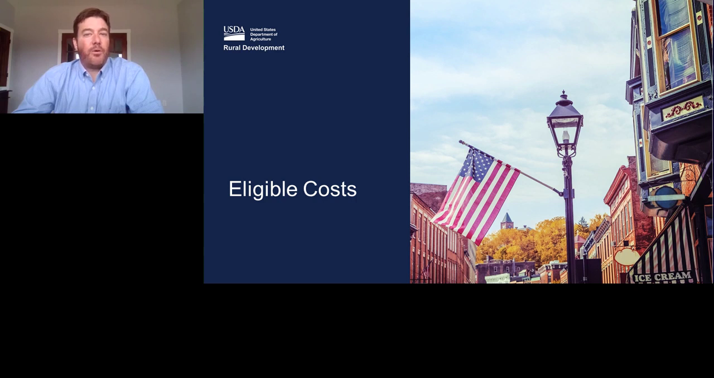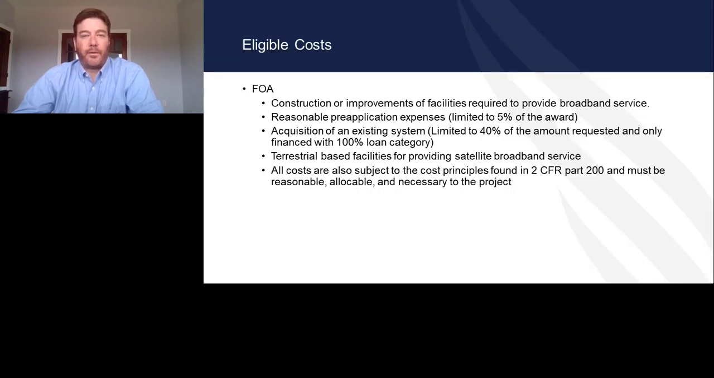The first thing I want to discuss is what are the eligible costs for this program. The FOA starts the process by letting you know we are only financing the capitalized costs of improving or constructing a broadband facility. The only exception to capitalized costs are reasonable pre-application expenses, which are capped at 5% of the award. Outside of actually constructing assets, the FOA also allows for the acquisition of an existing system, which is capped at 40% of the award, and can also only be financed using a 100% loan product. The FOA limits what will be financed if using satellite technology. And finally, the FOA is referring you to 2 CFR Part 200, which requires all costs to be reasonable, allocable to the project, and necessary to the project to be acceptable for financing under this program.